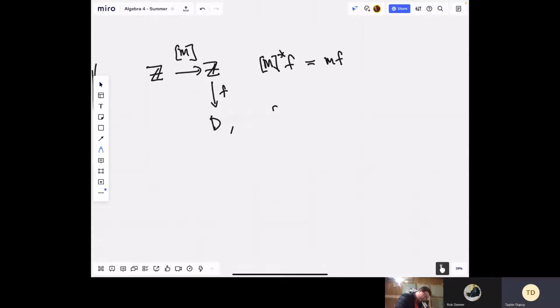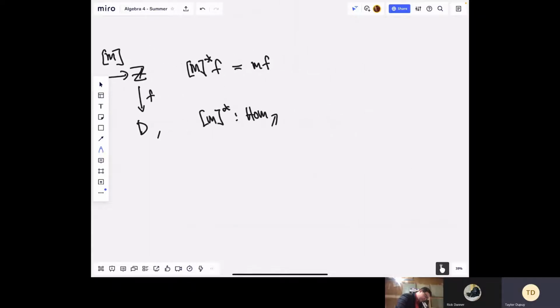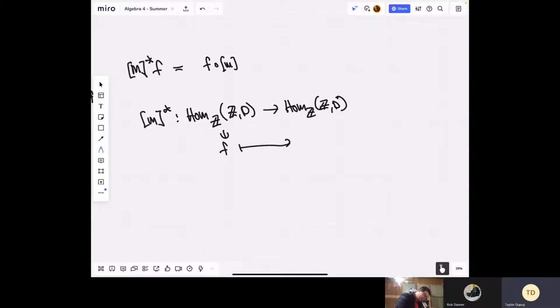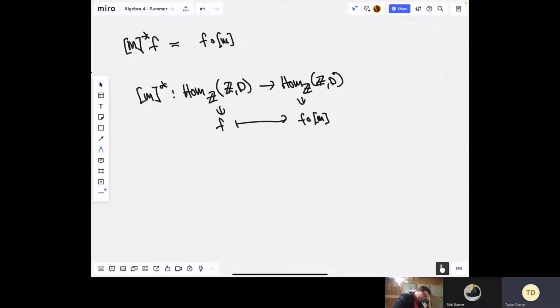So this gives the M star, M here star. So what do we have? Hom Z, from Z to D. And the map here is given by F maps to, so this is not quite right. This is F composed with multiplication by M. Let's look at what happens here. F composed with multiplication by M on X is F of Mx, which is M of F of X. So this pullback map is really just multiplication by M again. That's the first thing.